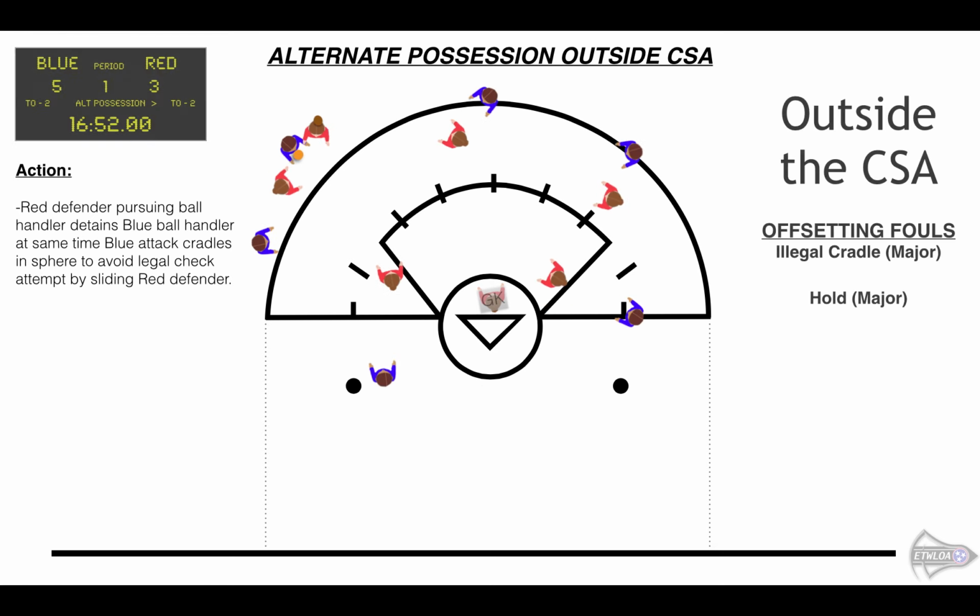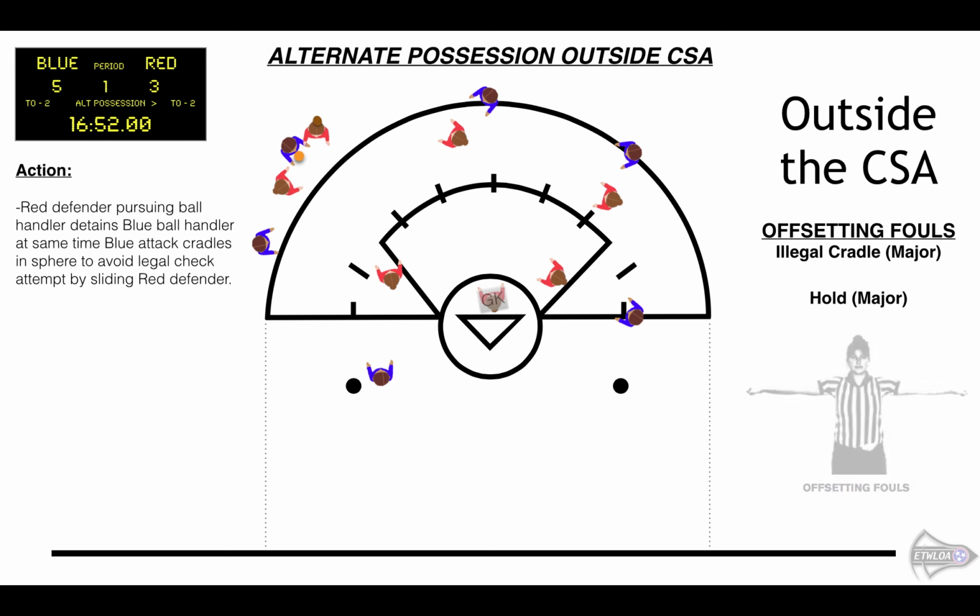So this will be another offsetting foul situation with a foul on red and a foul on blue. This time they're both majors, no cards are involved. And since we're outside the critical scoring area, we'll go ahead and blow the whistle, issue our signal for offsetting fouls. And then we'll give the individual foul signals as well, and a direction associated with where we would award for that foul.